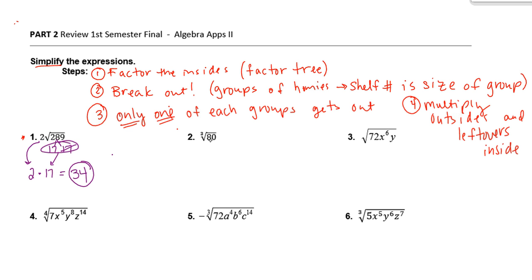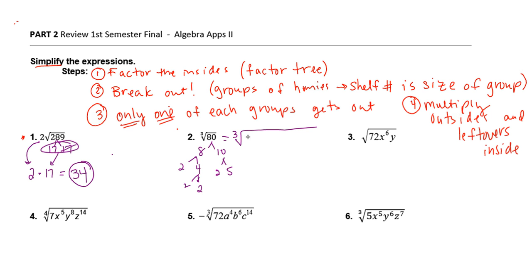Okay, this one we're going to take 80 and break that down. So 80, let's see, that's 8 and 10. You might have thought of other numbers. It doesn't matter. 8 is 2 and 4, which is 2 and 2. Got it. And 10 is 2 and 5. So this is the cubed root of 80.